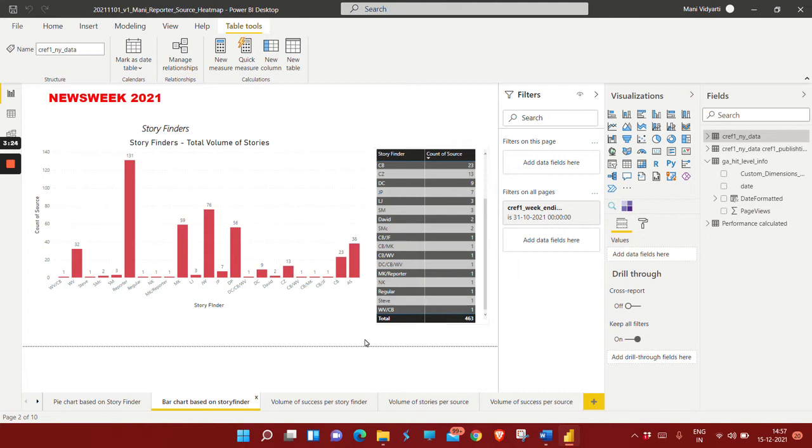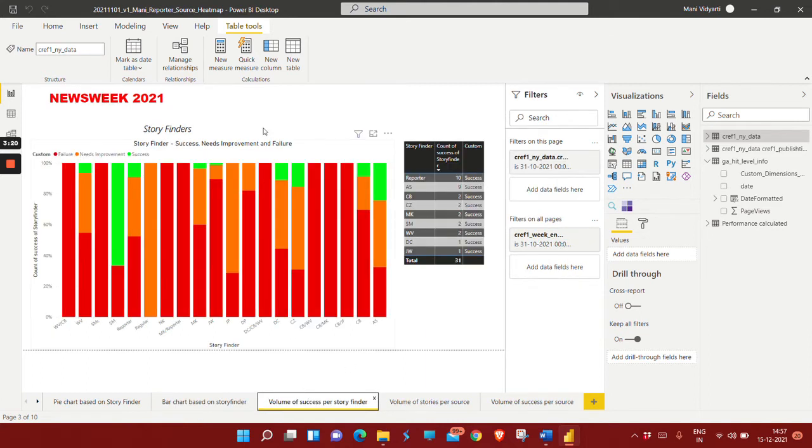both are one. Next is volume of success per story finder, like how many success stories are given by a particular story finder. The most successful story finder is SM because his success percentage is the most, and if we go by count, then the reporter has the most success stories. He has 10 success stories.